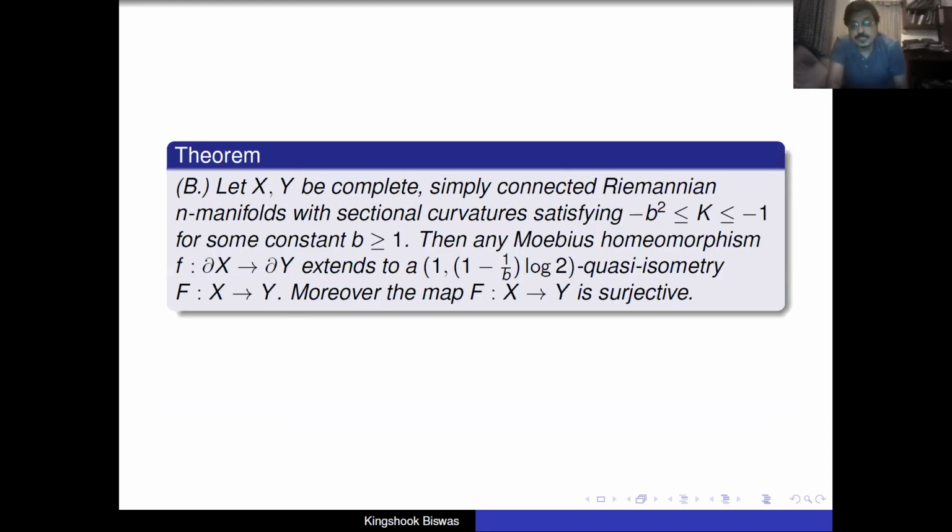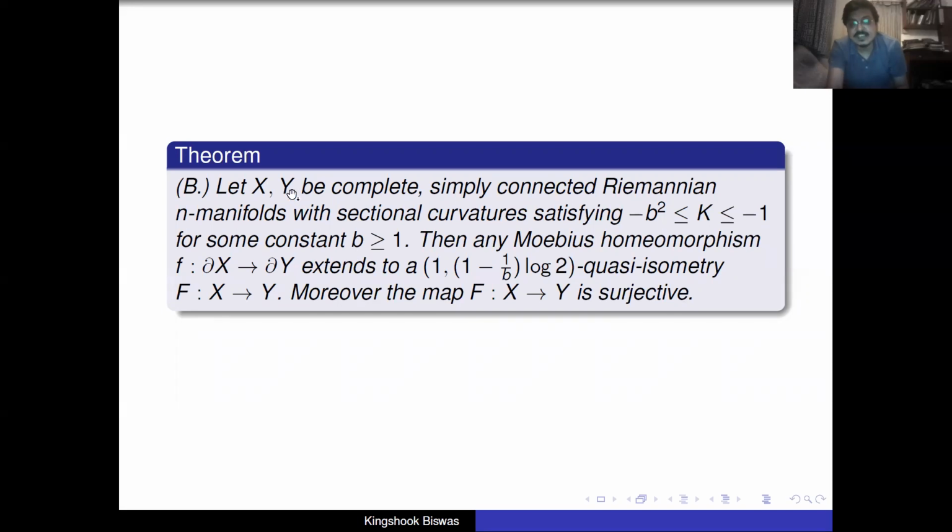And if you have a lower curvature bound, then you can improve this result. So if X and Y are complete simply connected. Sorry, question? Yes. Is this a sharp bound? Well, you want to show that actually it extends to an isometry. So you would hope that it's not sharp. You would hope that it should be an isometry, not a quasi-isometry. So okay, the conjecture is that it should be an isometry.